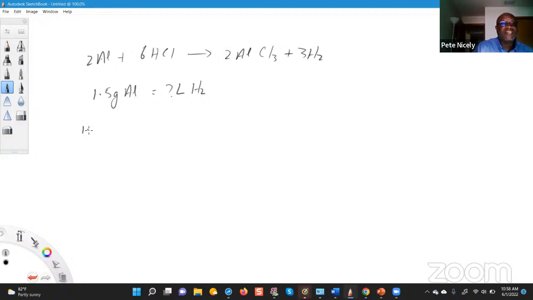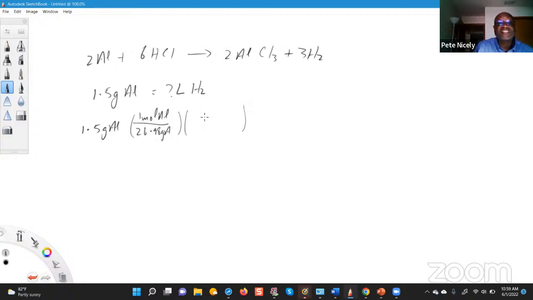What I would do first is start off with the 1.5 grams of aluminum and convert that to moles. The molar mass of aluminum, I know it's 26.9 something. I think it's 26.98, but let me not guess. Let me just look it up. So for aluminum, 26.98, I guessed correctly. So it's going to be 1 mole of aluminum here and 26.98 grams of aluminum down here.